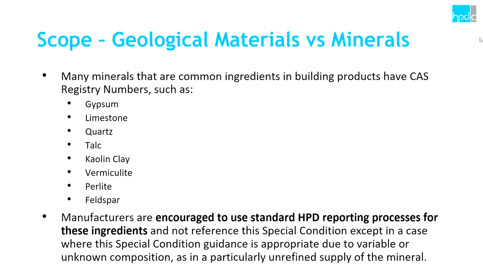Understanding the scope of this special condition is important since not all minerals or geological conditions will use this special condition. Many minerals that are common ingredients in building materials have a CAS number. Examples include gypsum, limestone, quartz, talc, kaolin clay, vermiculite, perlite, and feldspar. Manufacturers are encouraged to use standard HPD reporting methods for these ingredients that have a CAS number. If the geological material has variable or unknown compositions, then this special condition would apply.